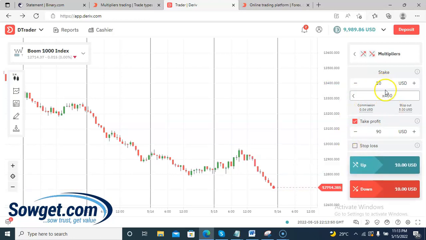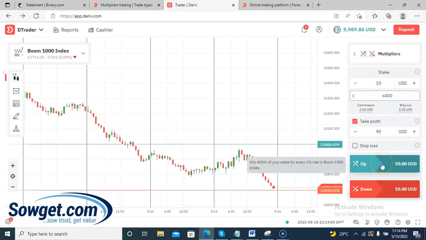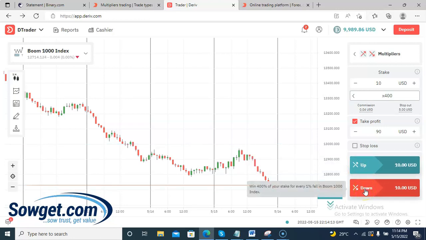So as you can see here now, I decide that I'm staking $10, and I set my multipliers to times 400. If I bring my mouse cursor here, you can see what Deriv is telling us. Deriv is telling us that you win 400% of your stake for every 1% rise in Boom 1000 index. And also here it says you win 400% of your stake for every 1% fall in Boom 1000 index.